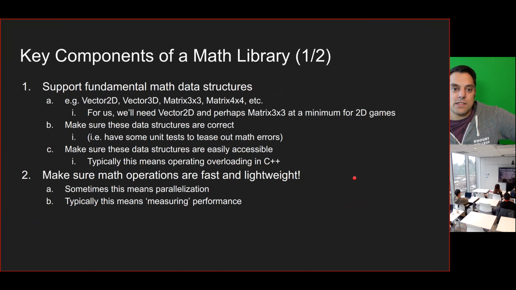And then ultimately, and this is where the sort of bonus part of this lecture goes, you want these math operations to be fast, as fast as possible, and lightweight in terms of memory. So that sort of means some sort of measurement should be done. So that's what we're going to be working on here.